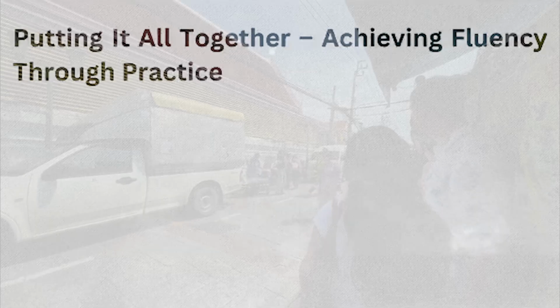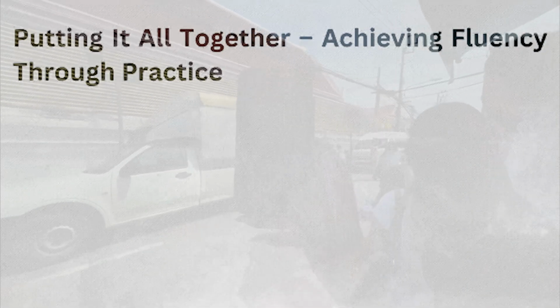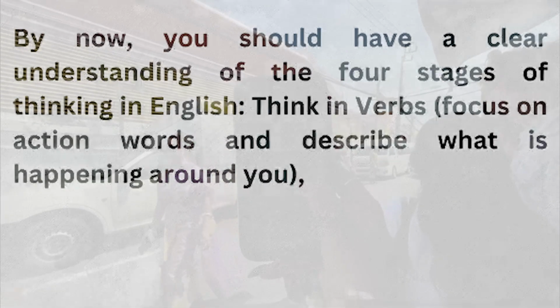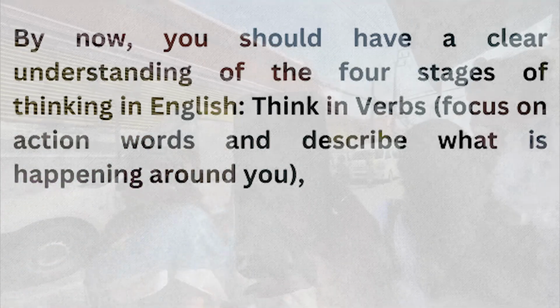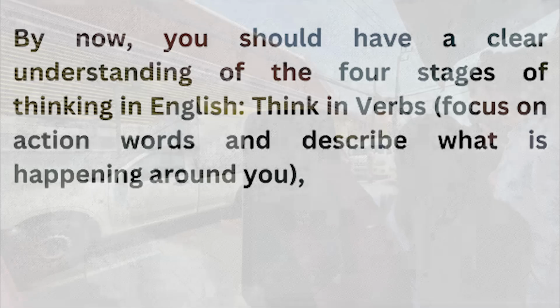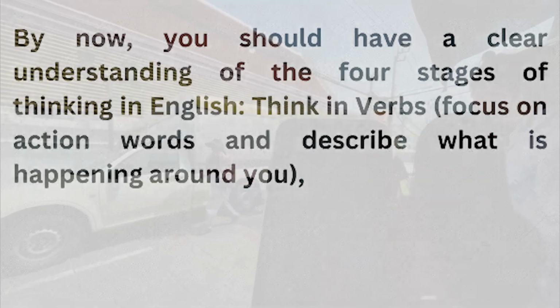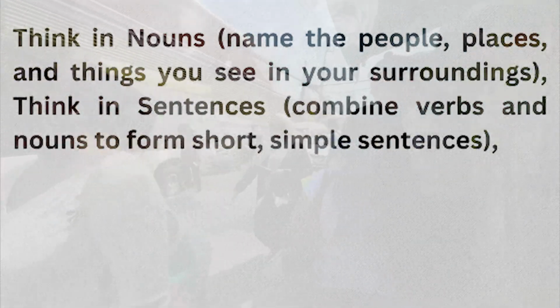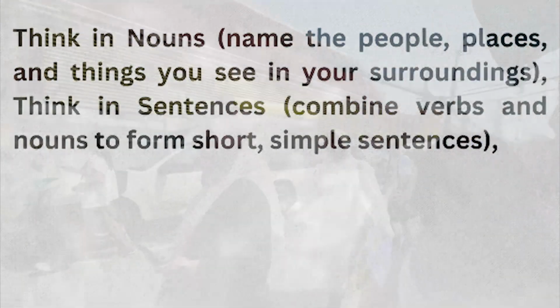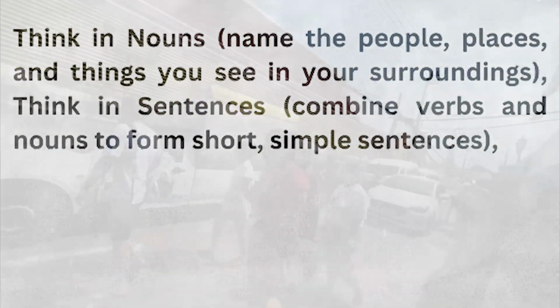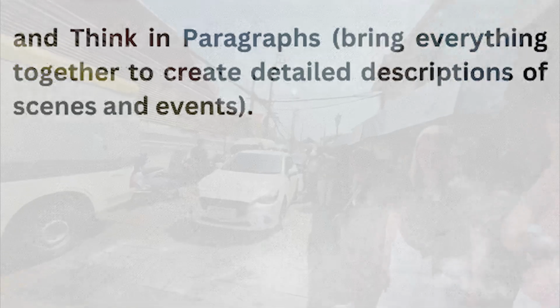Putting it all together. Achieving fluency through practice. By now, you should have a clear understanding of the 4 stages of thinking in English. Think in verbs, focus on action words, and describe what is happening around you. Think in nouns, name the people, places, and things you see in your surroundings. Think in sentences, combine verbs and nouns to form short, simple sentences. And think in paragraphs. Bring everything together to create detailed descriptions of scenes and events.